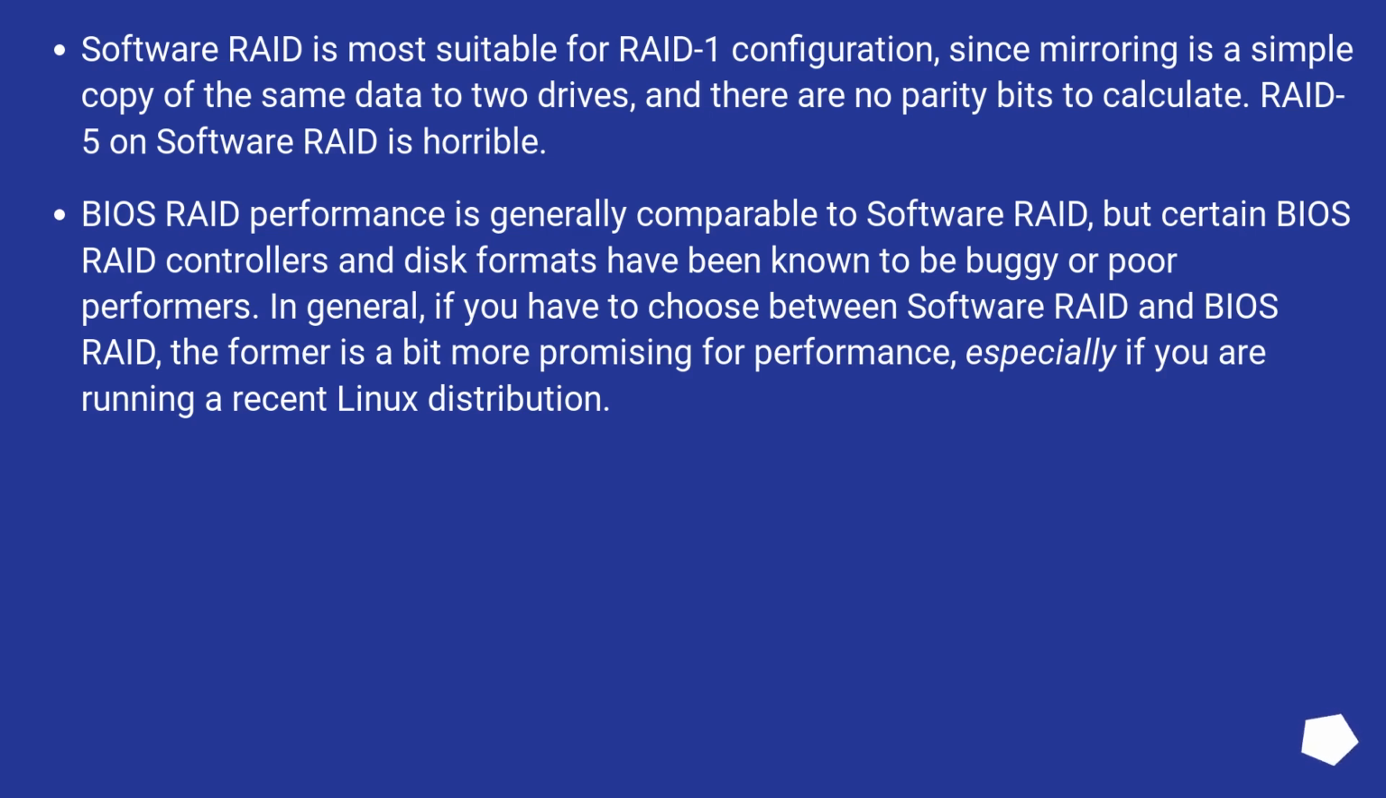Software RAID is most suitable for RAID 1 configuration, since mirroring is a simple copy of the same data to two drives, and there are no parity bits to calculate. RAID 5 on software RAID is horrible.